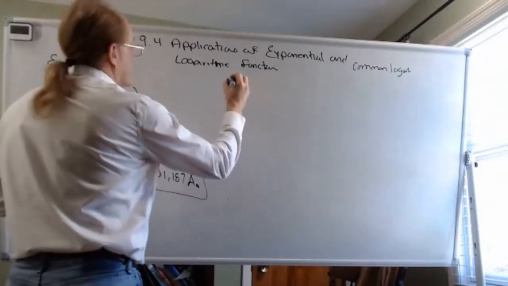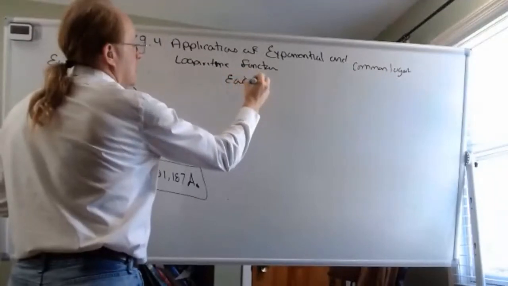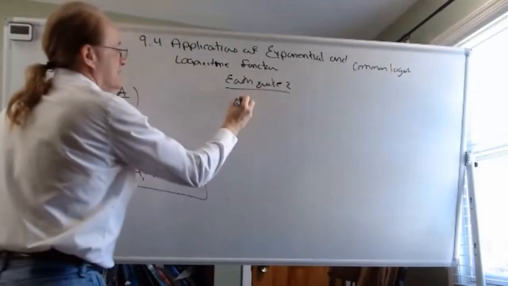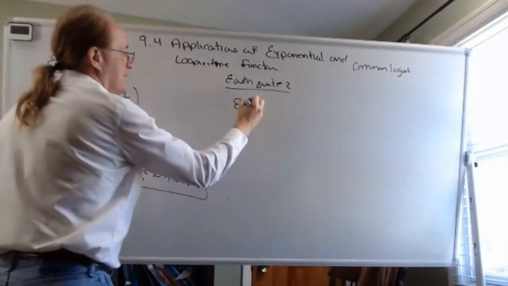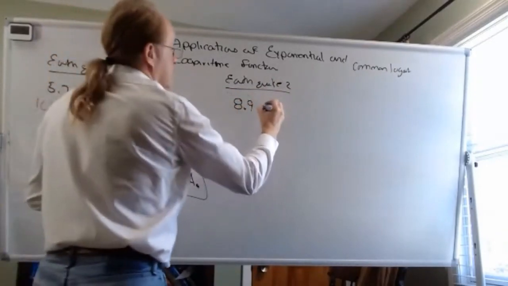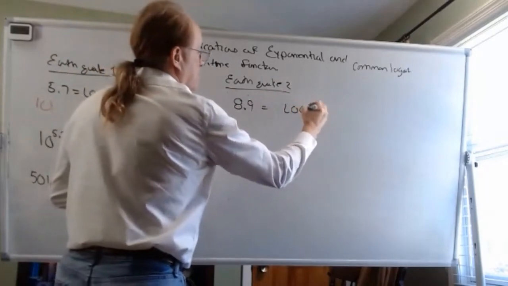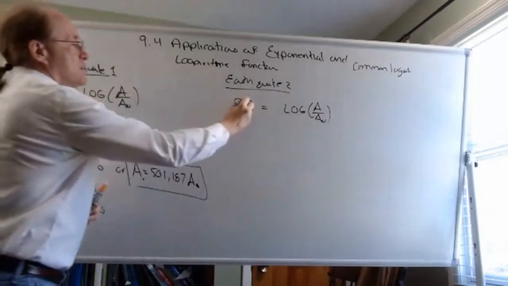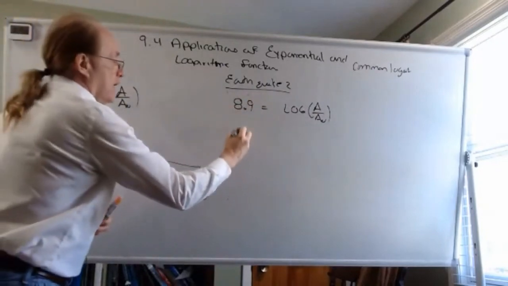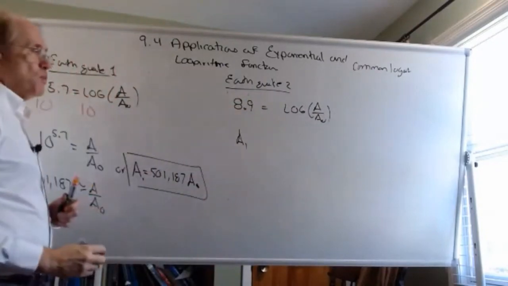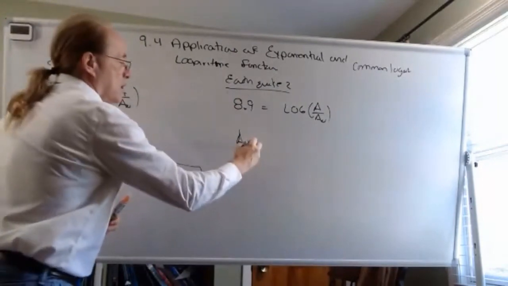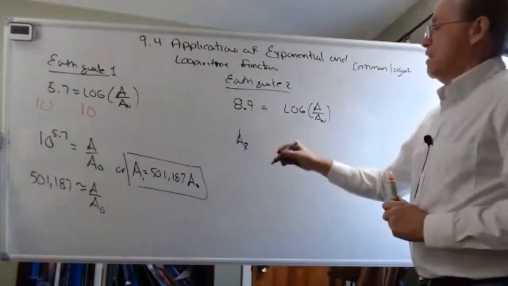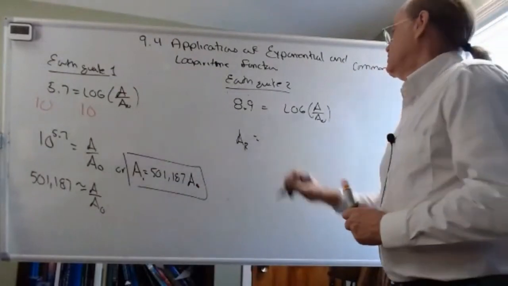Well, now for the earthquake 2, I'm dealing with something that's magnitude 8.9 is equal to the log of A over A0. Now I want you to tell me what my amplitude for earthquake 2 is in terms of the background A0. I want you to solve the same thing I did over here. Make sure you can do that.